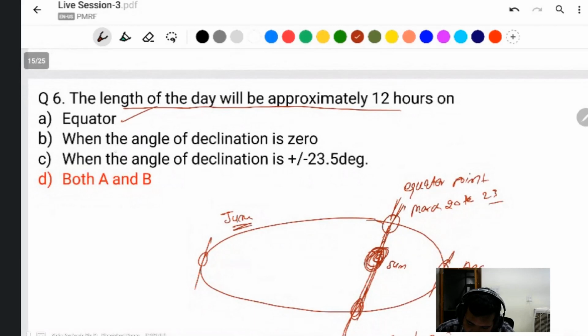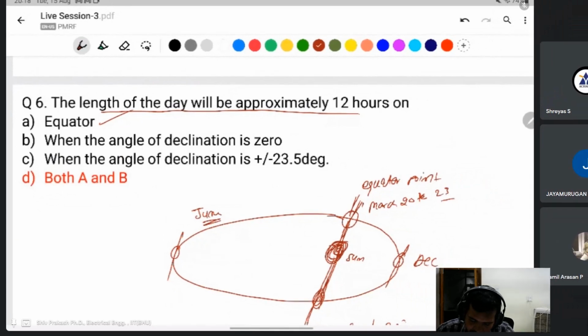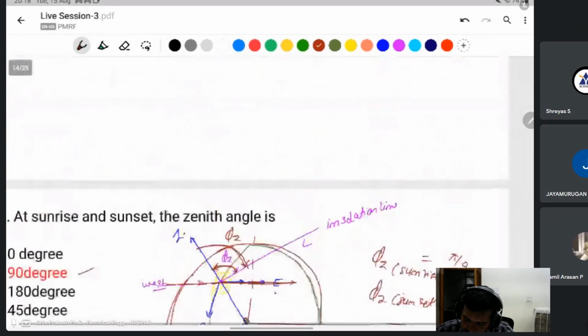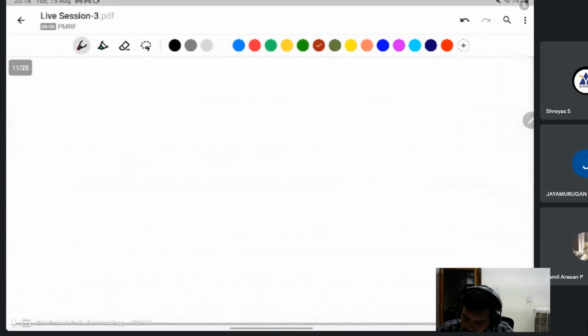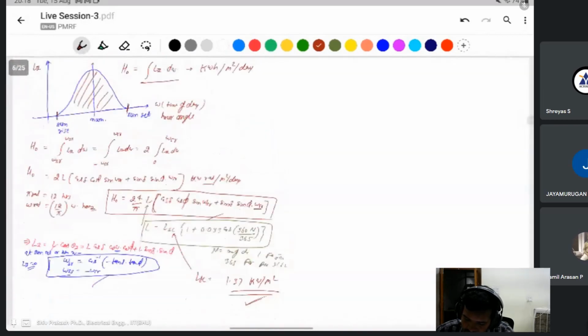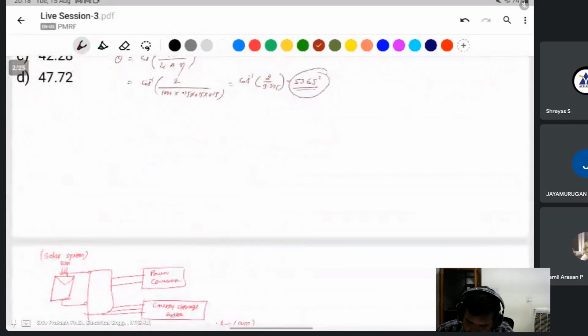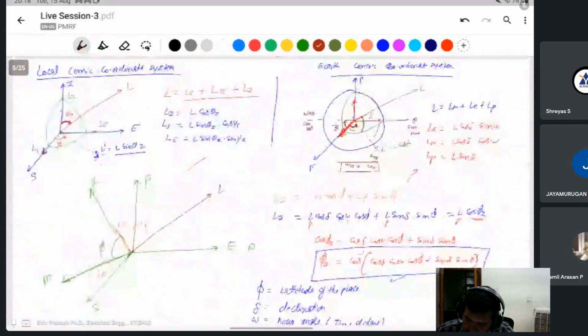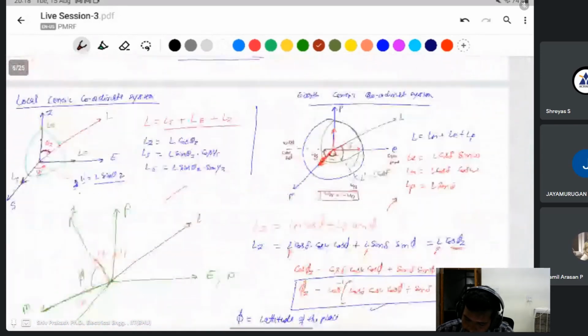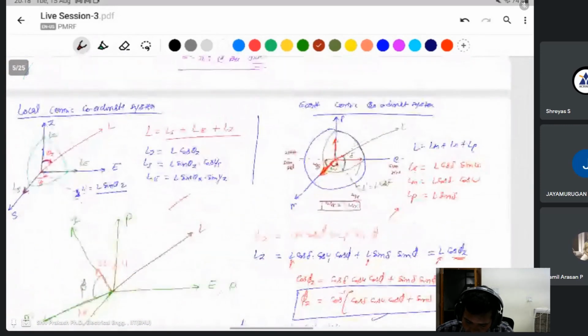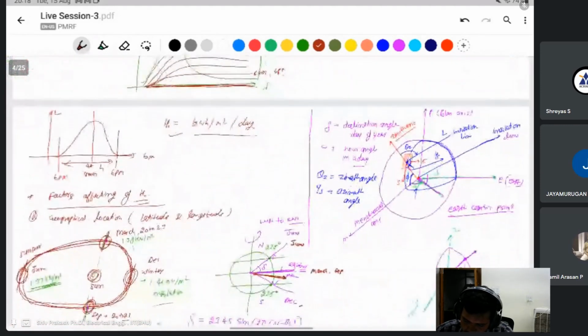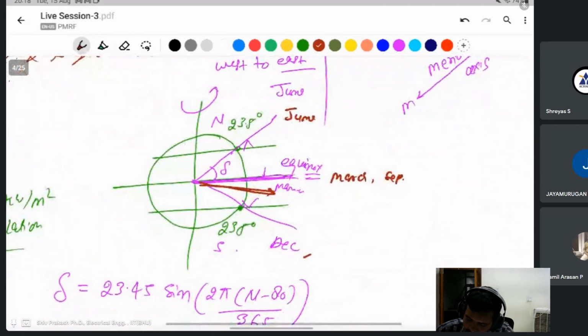Yes, when the angle of declination is 0. The angle of declination at the equator point is 0. That's why option B is also correct. Here you can see this one is the equator point. This one is June.